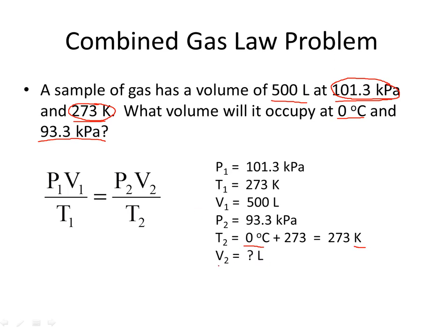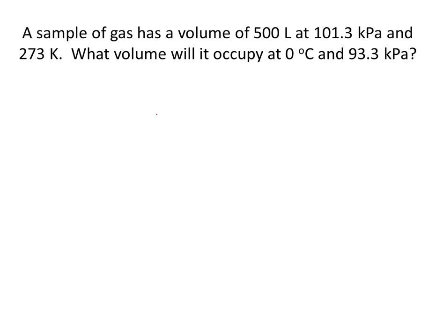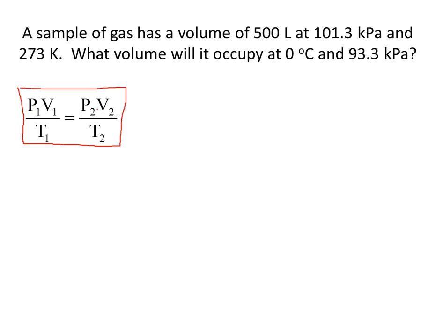We have the volume under the final conditions that we're looking for. So we're solving for V2. There's the question again, just written out on this page. So there's our initial combined gas law, and we want to isolate for V2. So we've got to get T2 out of there. We can do that by multiplying the equation on both sides by T2.